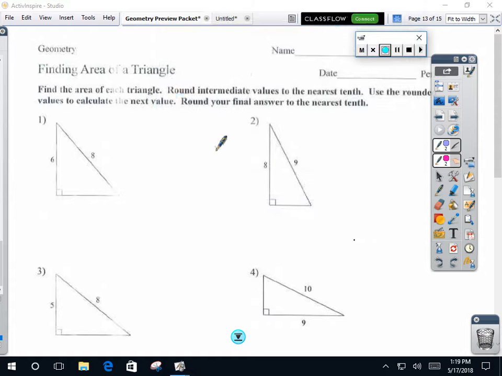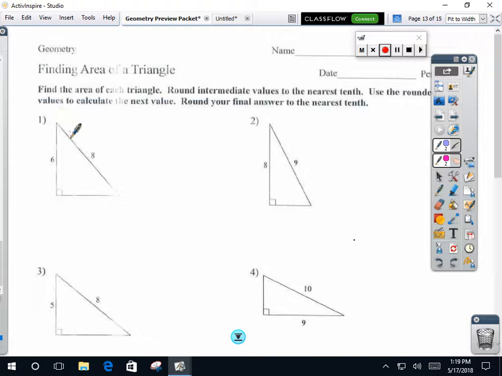Number 1, the directions are find the area of each triangle. Round intermediate values to the nearest tenth, which we're not going to do. We're going to keep it as a square root. We're not going to make it a decimal. And then use the rounded values to calculate the next value. Round your final answer to the nearest tenth. We will round our final answer to the nearest tenth.